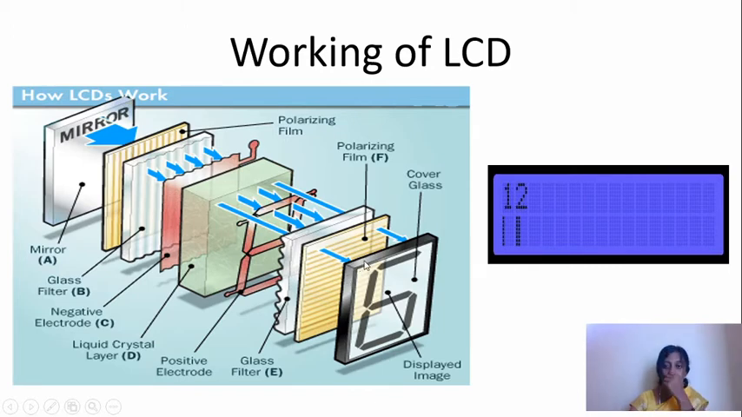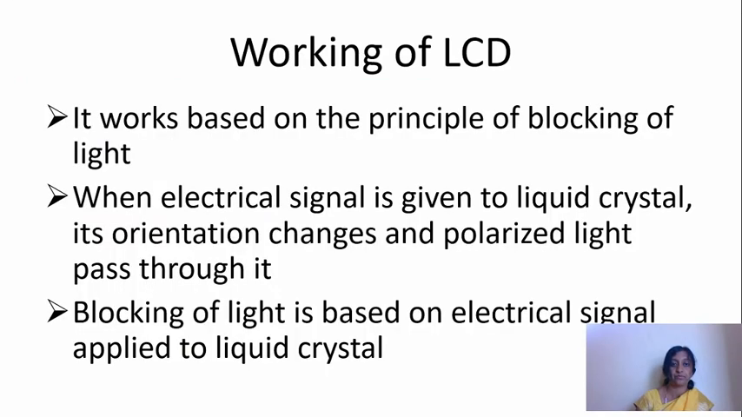This is the working of the LCD display. It works on the principle of blocking of light. When an electrical signal is given to the liquid crystal, its orientation changes and polarized light passes through it. So blocking of light is based on the electrical signal applied to the liquid crystal, and with this the image will be displayed on the screen.